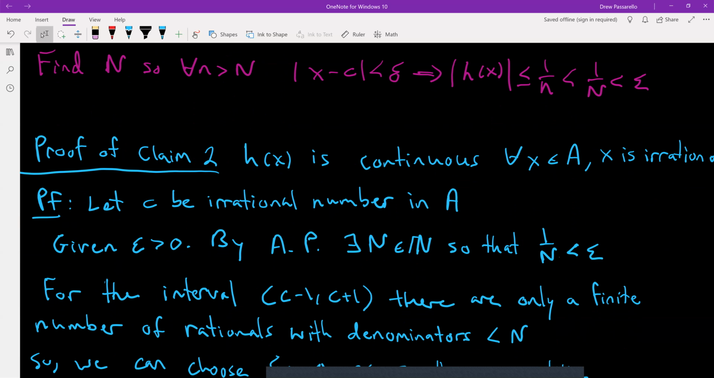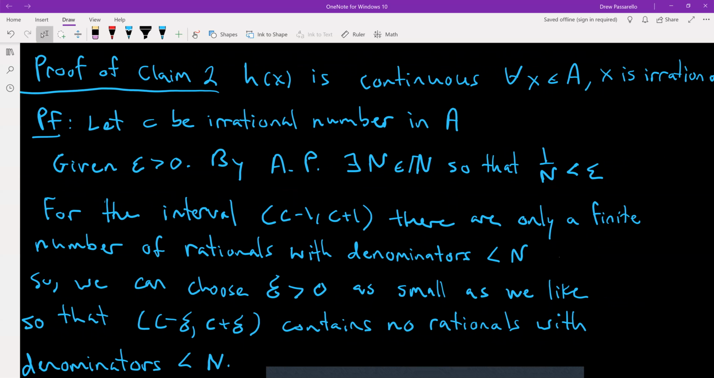So for the interval (c minus 1, c plus 1), there are only a finite number of rationals with denominators less than capital N, right? Because recall that we're focusing on the x's that equal m over n in reduced form. So there's going to be a finite amount of rationals with denominators less than capital N in this interval. So we can choose delta as small as we like, so that (c minus delta, c plus delta) contains no rationals with denominators smaller than capital N.